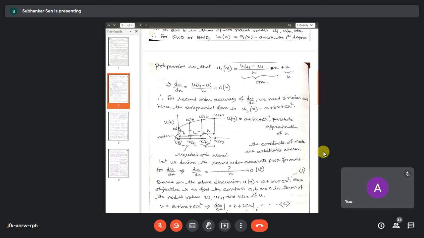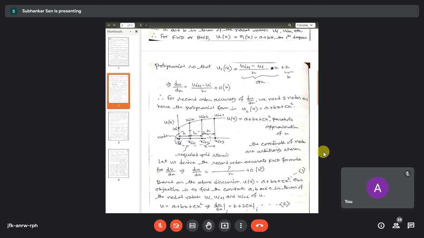So this is the nodal value. At the ith node, the value of the function is ui. So ui is known as the nodal value. At the I plus 1th node, the value of this variable is ui plus 1. So ui plus 1 is the nodal value here. Similarly, we have ui plus 2 as the nodal value.